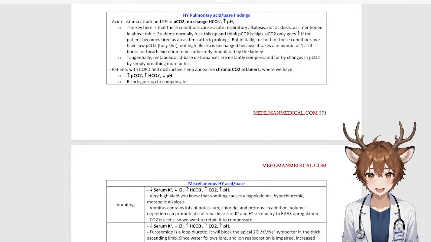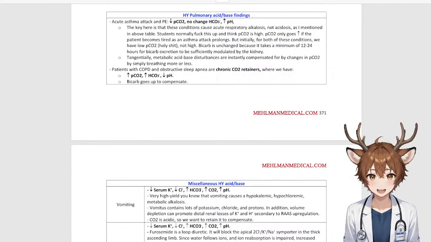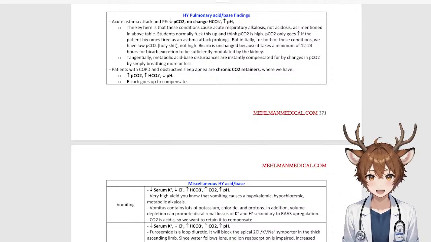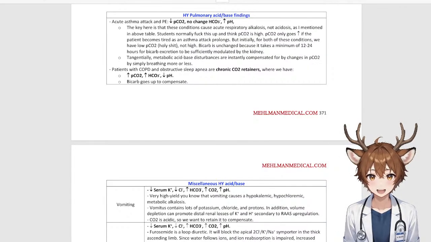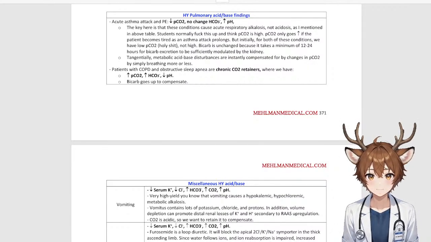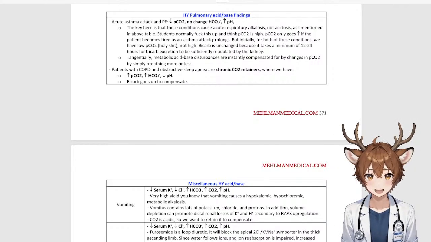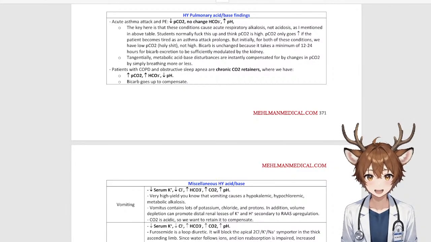High-yield pulmonary acid-base findings. Acute asthma attack and pulmonary embolism: decrease in PCO2, no change in bicarb, elevated pH. The key here is that these conditions cause acute respiratory alkalosis, not acidosis, as I mentioned in the above table. Students normally mess this up and think that PCO2 is high. PCO2 only goes up if the patient becomes tired as an asthma attack prolongs. But initially, in both of these conditions, we have a low PCO2. Oh my gosh, not high.